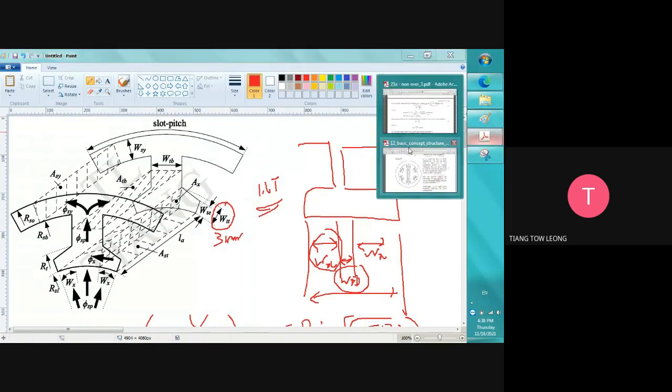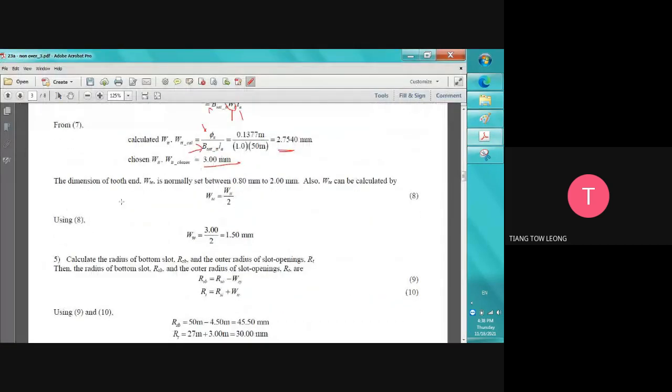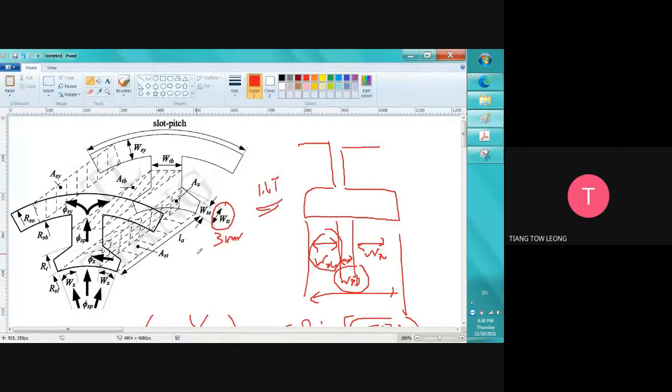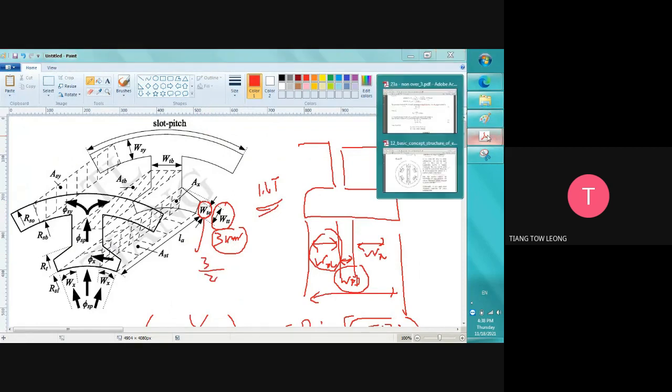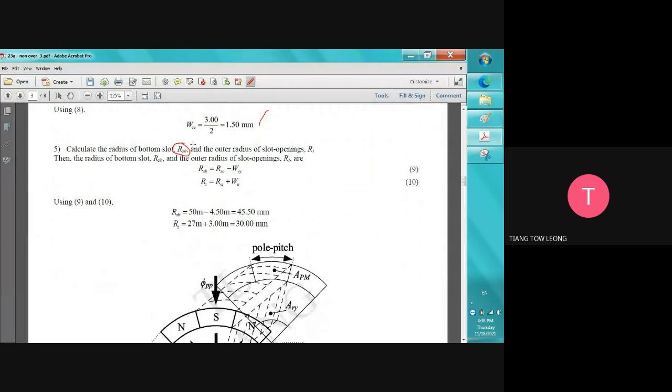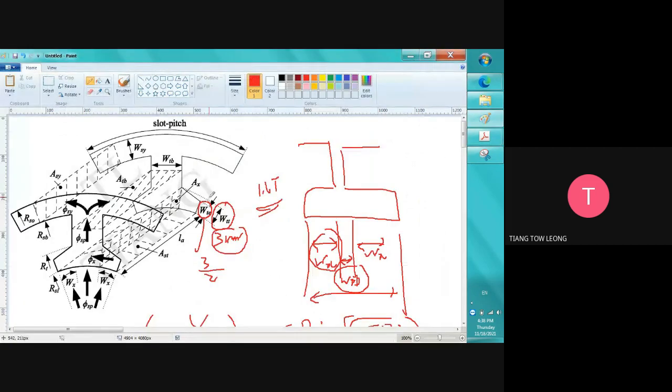Okay, and then the dimension of the tooth end is normally set between 0.8 to 2. Also, we can calculate it by dividing by 2. So usually I just calculate and divide by 2. Which means, if this is our 3 mm and we want to find WTE, we just use 3 mm divided by 2. That's it. So next, the radius of the bottom slot and also the RT, the outer radius of the slot opening. Okay.